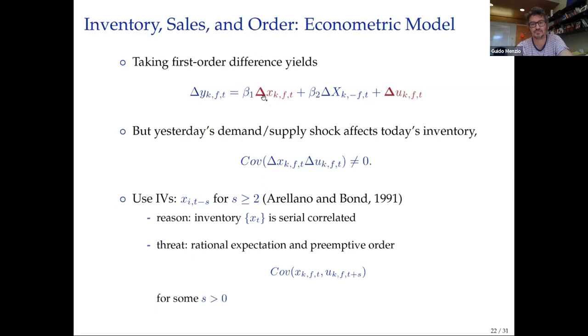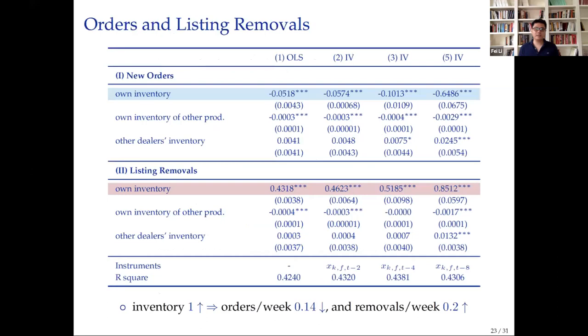The problem is that even though inventory as a state variable is serially correlated, there may be a rational expectation making previous period inventory correlated with future period demand or supply shocks. There's no perfect way to solve it. We just change the lag period in hope that this rational expectation effect will disappear once we go 2 months later. So you can see one unit of inventory increase will decrease the orders per week and increase the removals per week.